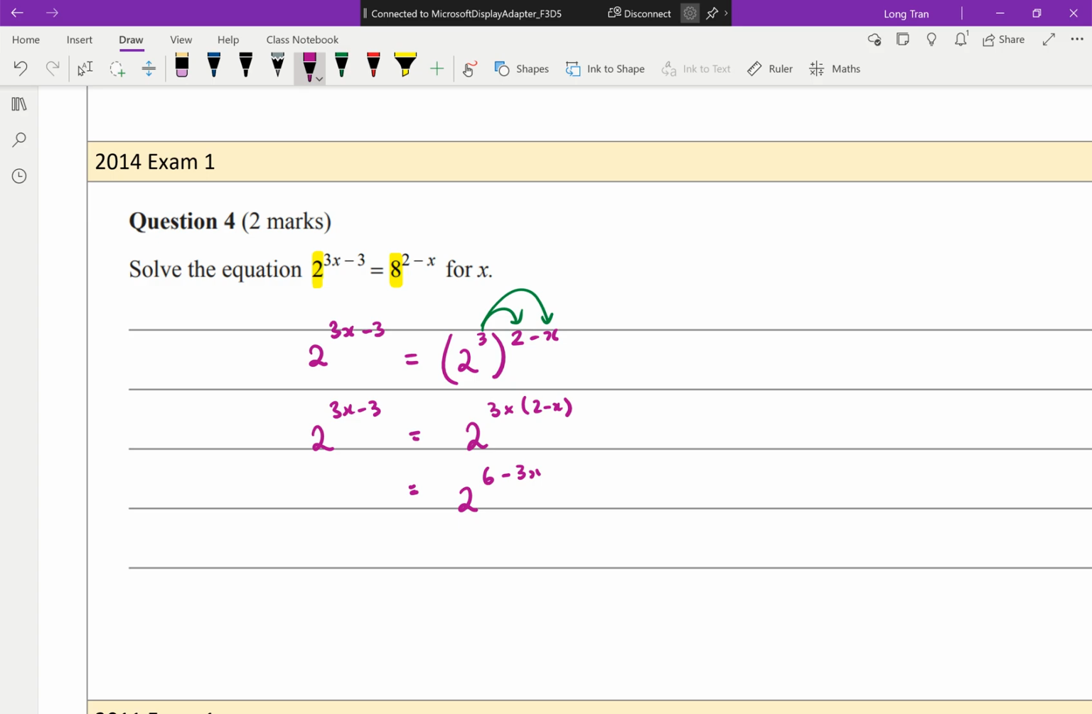So here we've got 2 to the power of 3x minus 3, and now you can say, since the bases are the same, therefore the powers must be the same. So these powers must be the same. Hence, you can now say, therefore, 3x minus 3 has to equal 6 minus 3x. Add 3x on both sides. Add 3 on both sides. And x equals 9 on 6, which is 3 over 2.